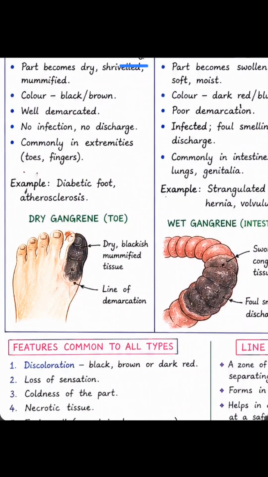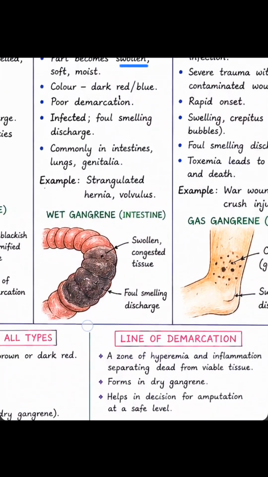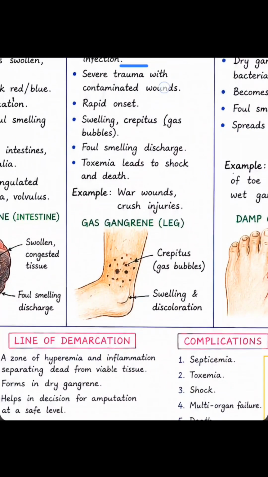That is dry gangrene of the toe: dry blackish mummified tissue, and this is the line of demarcation which we previously read. Wet gangrene of the intestine: swollen congested tissue, foul smelling discharge. Gas gangrene: gas bubbles in the leg, crepitus, swelling and discoloration.